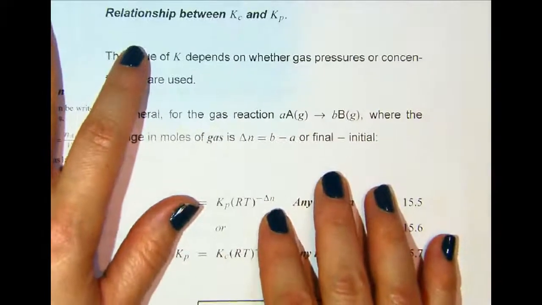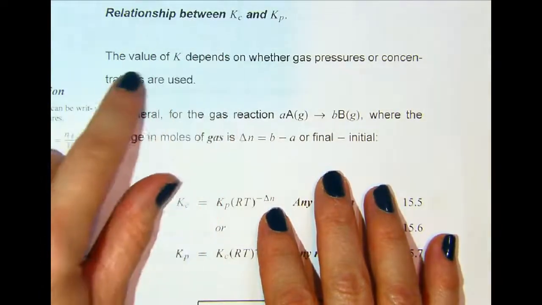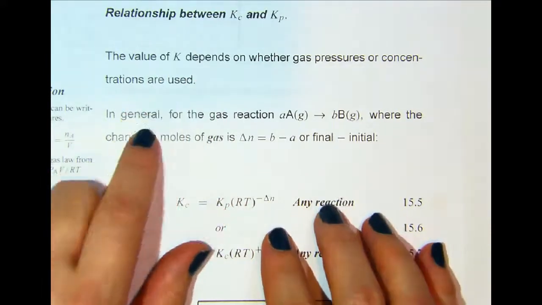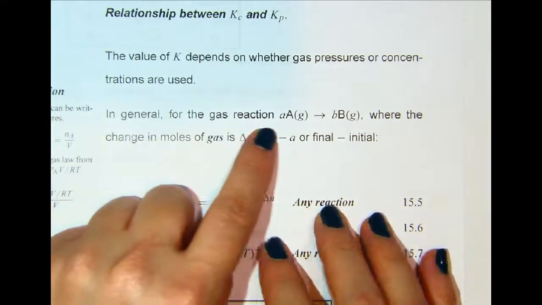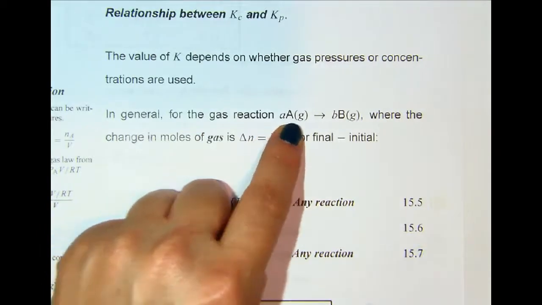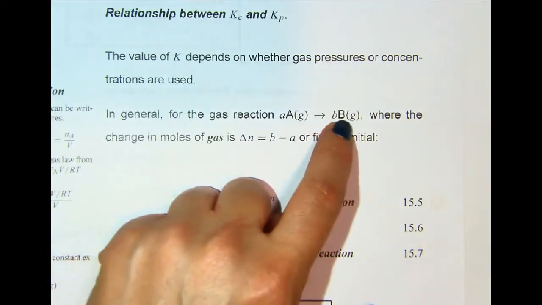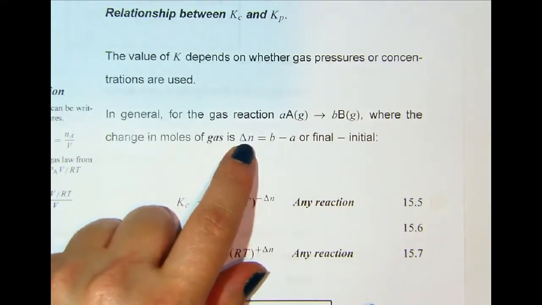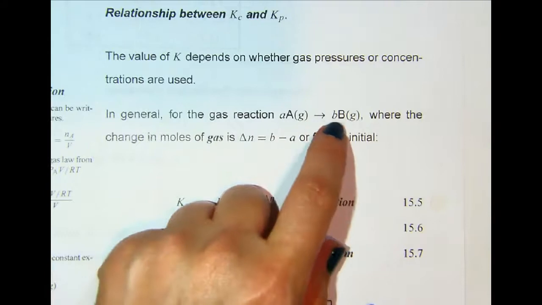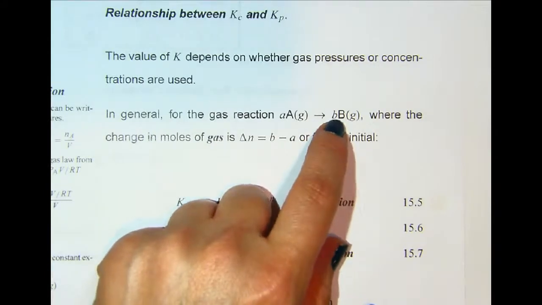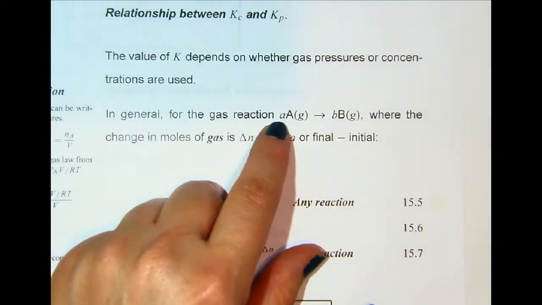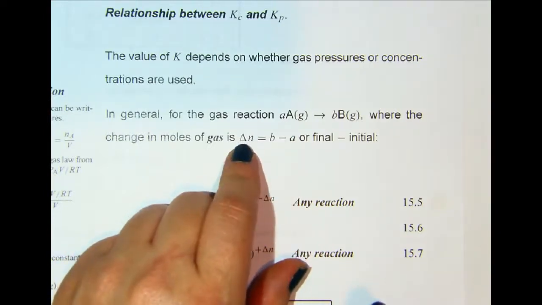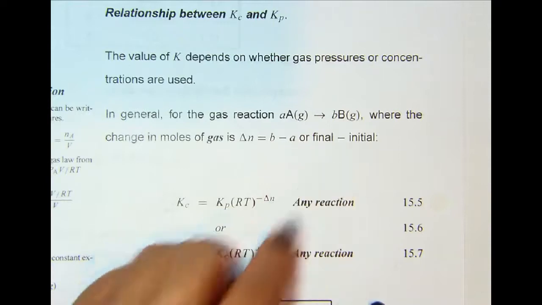We can convert between Kc and Kp. The value of K depends on whether gas pressures or concentrations are used. In general, for the gas reaction, lowercase a of the gas yields b of the gas, where the change in moles of gas is delta N, the change in moles. You would take the coefficient of my product minus the coefficient of my reactants, the sum of all products minus reactants, to get the change in moles. So you do final minus initial.